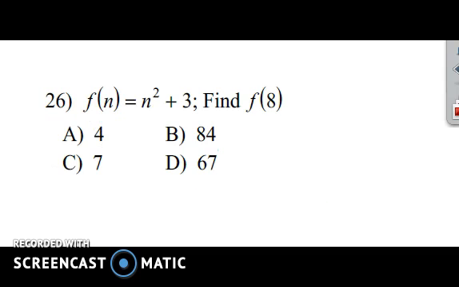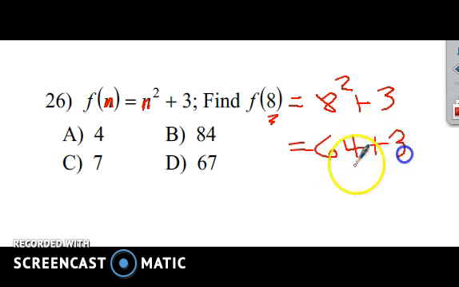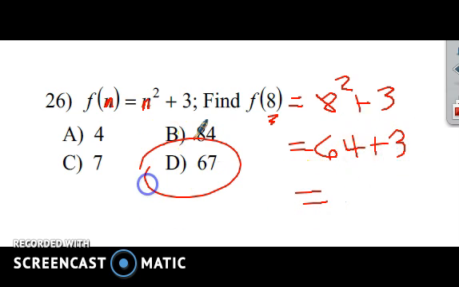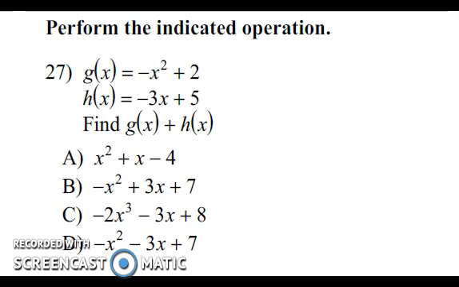On our next one, same deal. We have to evaluate, and I see that I have 8 taking this n spot, and that means the 8 needs to take the n spot within the function on the right. So we have 8 squared plus 3, and we have 64 plus 3 gives us a 67 for our answer.